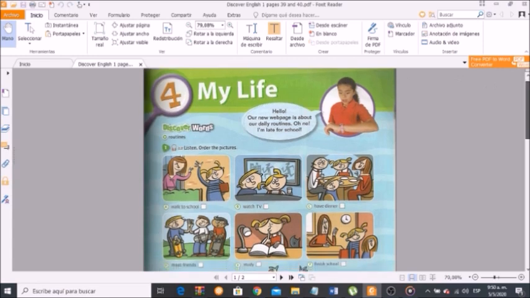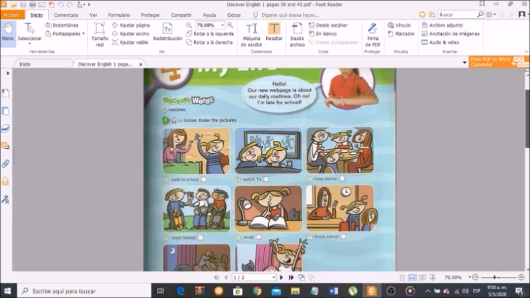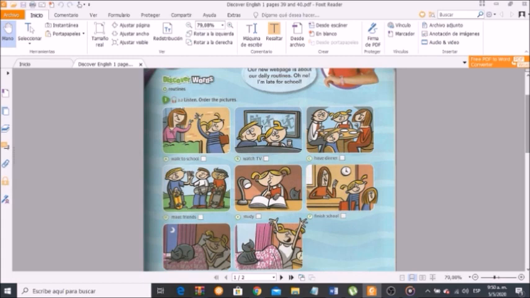And we are going to do exercise 1, which is a listening activity. So, we have to listen and order the pictures. Entonces, vamos a iniciar con una actividad de listening que es muy sencilla. Vamos a escuchar y ordenar las siguientes imágenes. Before we do the listening, let's take a look at the pictures and read what it is below them.